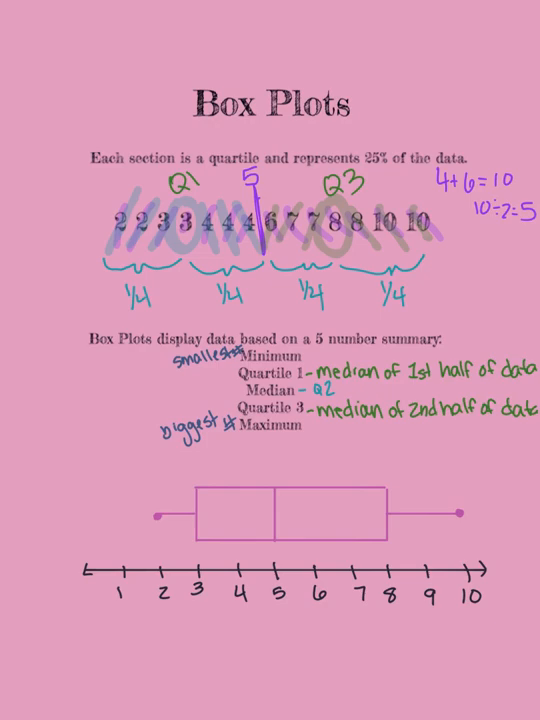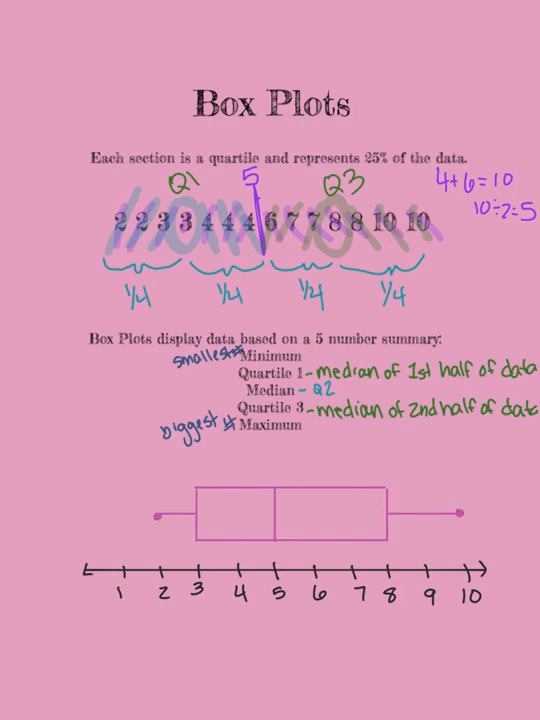Now one thing that's important to remember is that each part is 25% of the data. This is a fourth of the data. I know it doesn't look the same size, but it's a fourth of the data because it's the same amount of pieces of data right here. And this is a fourth of the data, just like that's right here. That's 3 pieces of data. This represents 3 pieces of data in each section.